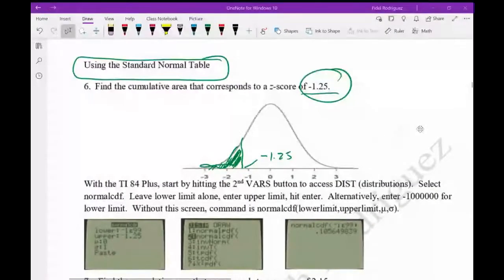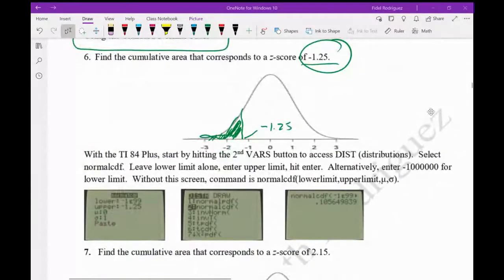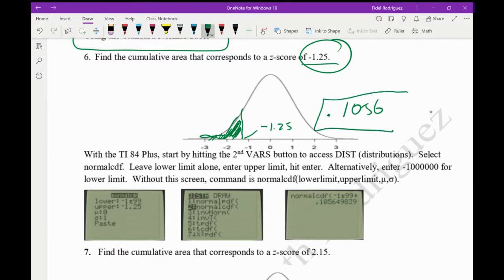And I apologize for not putting that in your folder, but this is how I would do it. And I came up with, I'm going to say it was 0.1056. Okay. Now, there's another way I can do this also, guys, and I can do this using my calculator if I don't want to use the table. Okay. And I'm going to show you how you can do this using the calculator.